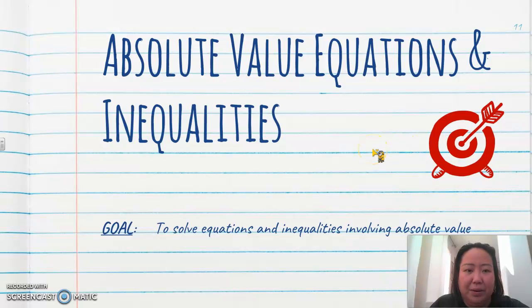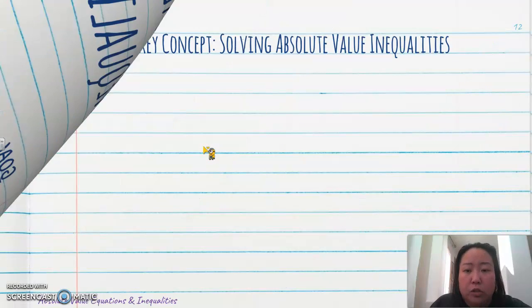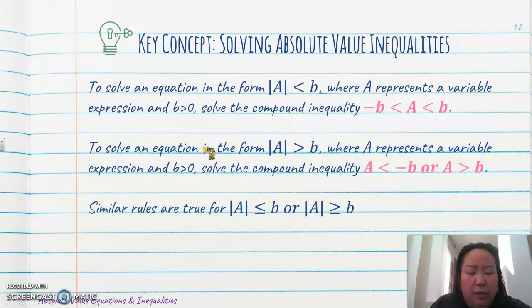Okay, so let's continue our discussion on absolute value equations and inequalities, and this time our main focus will be on the inequalities. We've already mentioned before that when we are solving an equation that has absolute value, we always find two values of the variable that can satisfy the absolute value. One is a positive value and the other one is a negative.